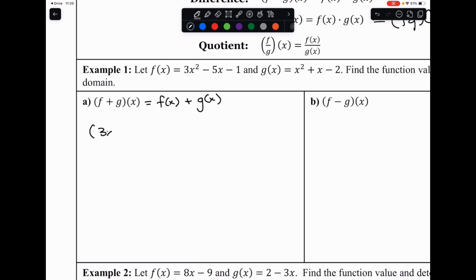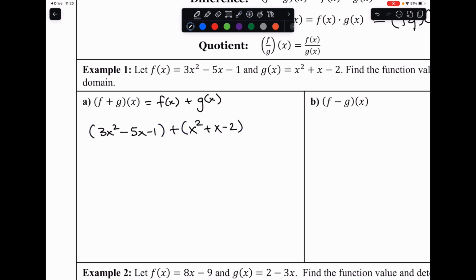So we get 3x squared minus 5x minus 1, my f function, and I'll add it with my g function as such. I like to put parentheses around it, especially on these occasions, so we understand that this is f, this is g, and we're adding those two things together.